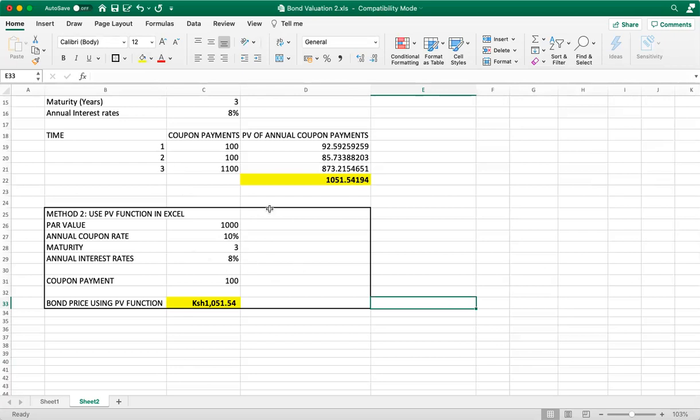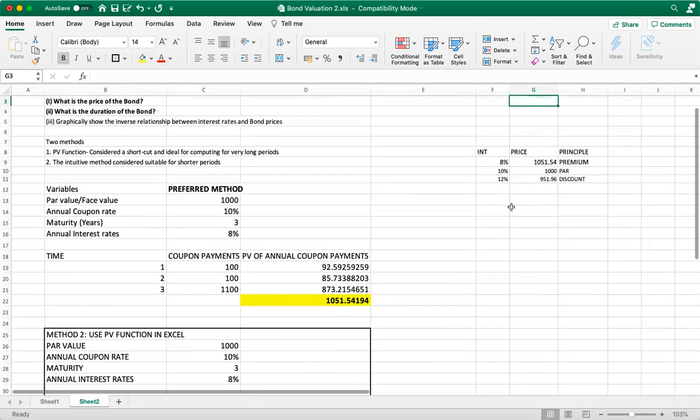But for 2, 3, 5, 10 or so years, paying interest annually, use the first method. It's very intuitive because you're able to explain to the person, in the first year, you'll receive a coupon payment of 100. In the second year, you'll receive a coupon payment of 100. In the third year, you'll receive a coupon payment of 100, plus you'll get back your par value. That's how easy it is.